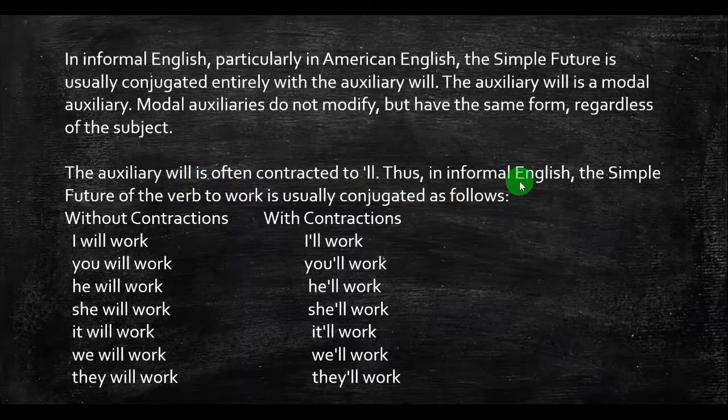Right. So thus in informal English and American English, the simple future of the verb to work is usually changed as follows. See here, I will work will become I'll work. So all these sentences are without contractions, and with contractions I'll work, you'll work. So once again I'm explaining to all of you what a contraction is. Contraction is when part of the word is omitted and replaced by an apostrophe, right? So the omitted letters are here represented by the apostrophe, right?